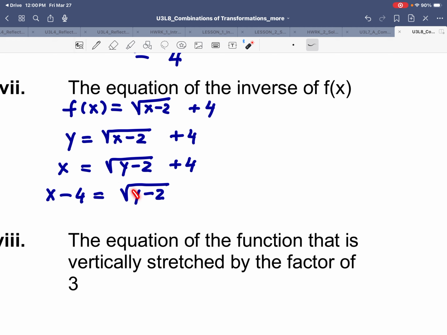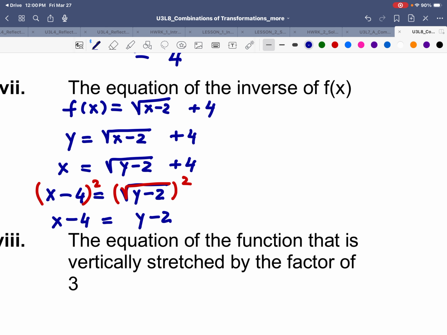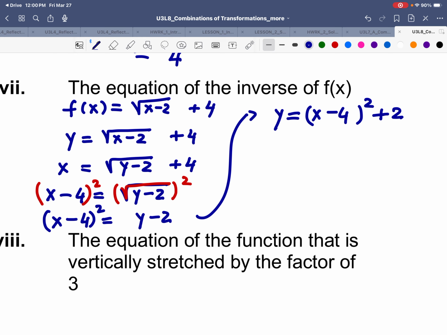So we are trying to get y outside of the square root, so we're going to bring both sides to the power of 2, because the square root and the power of 2 eliminate each other. So we have x minus 4 squared is equal to y minus 2. So that makes y equal to x minus 4 squared, and then bring negative 2 to the other side, plus 2. So this would be f negative 1 of x.